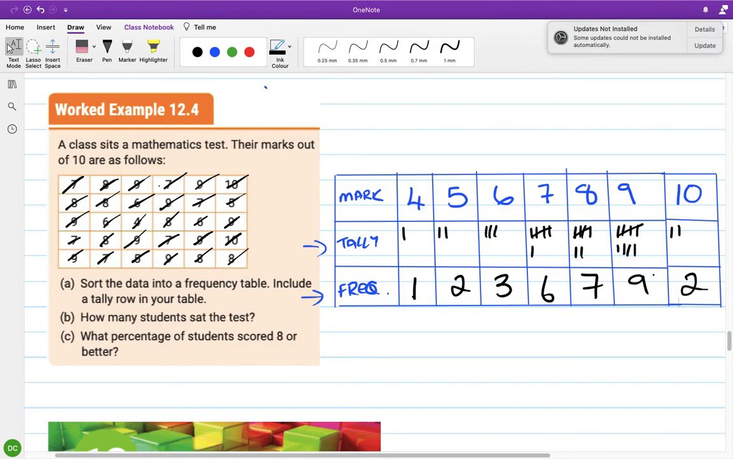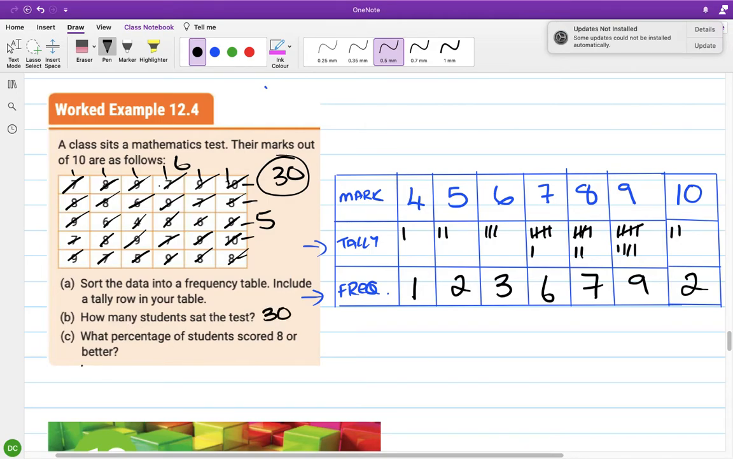Okay, so if you add up 1 and 2 and 3 and 6 and 7 and 9 and 2, I get 30. Now if I look over here, I have 1, 2, 3, 4, 5, 6 that way, and 1, 2, 3, 4, 5 that way, and 6 times 5 is 30. Okay, makes sense, I have it right. Oh, and I've answered my first question. How many students sat the test?